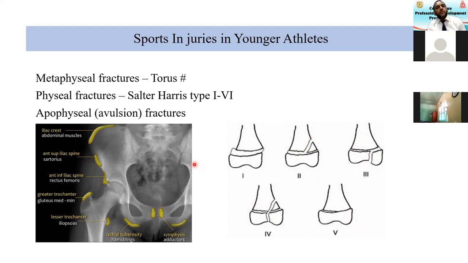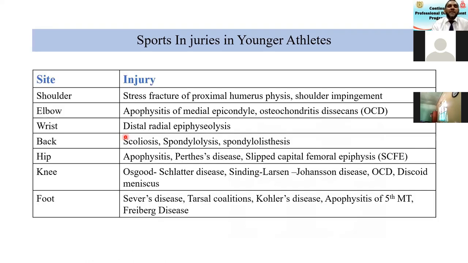And the other condition is apophyseal fractures, where there is avulsion. The examples are the iliac crest, abdominal muscles; anterior superior iliac spine, sartorius; anterior inferior iliac spine, rectus femoris; greater trochanter, gluteus medius; lesser trochanter, the attachment of the iliopsoas; and adductors. All these can predispose to avulsion fractures, as well as the patellar tendon at the tibial tuberosity. All these conditions go into avulsion fractures, which are specific to young athletes.